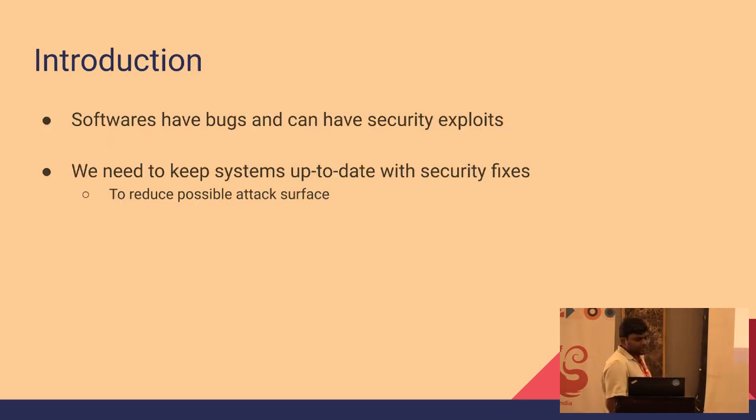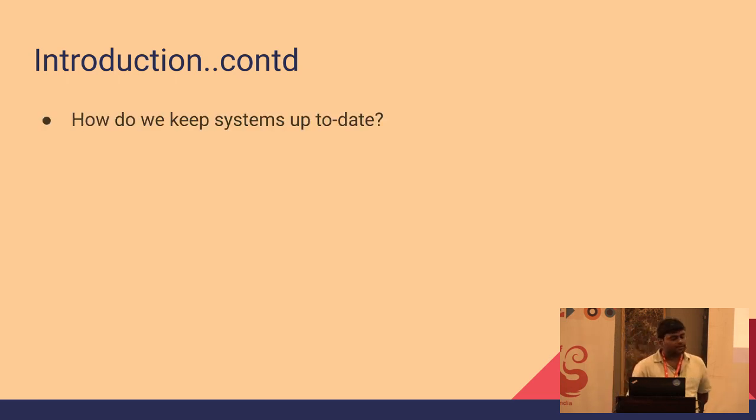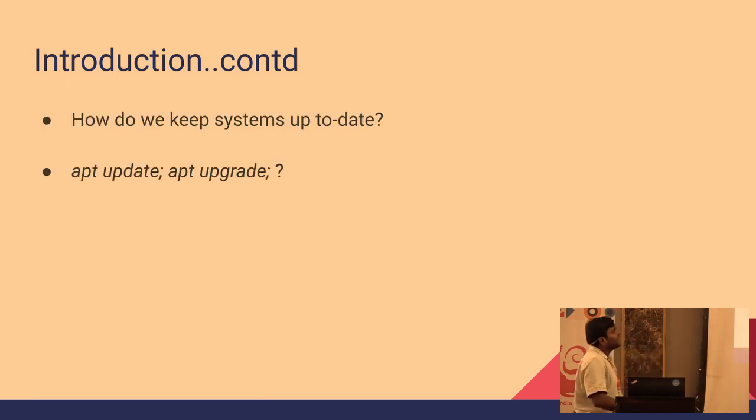So software has bugs, and they can have security issues and security exploits. Therefore, we need to keep systems up to date to reduce the possible attack surface. So how do we keep systems up to date? We can do apt update, apt upgrade, reboot your system, and it works.